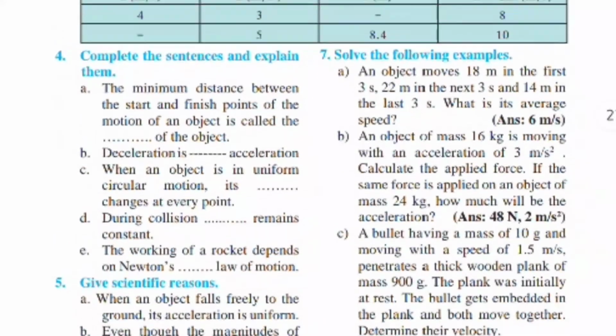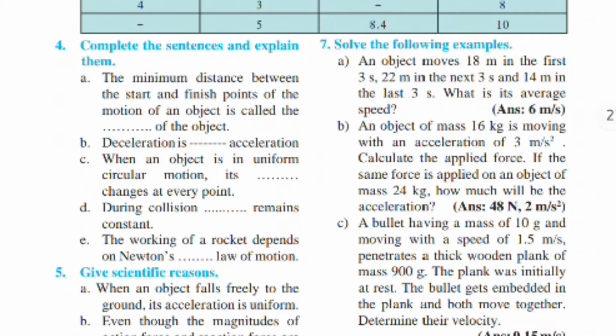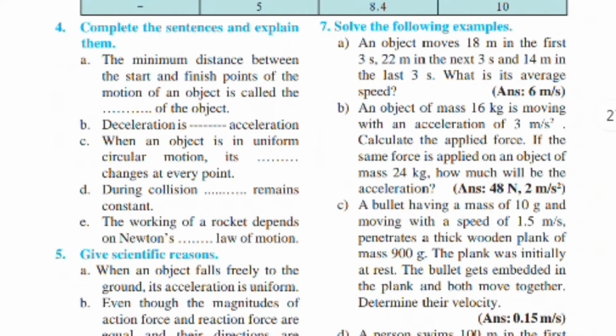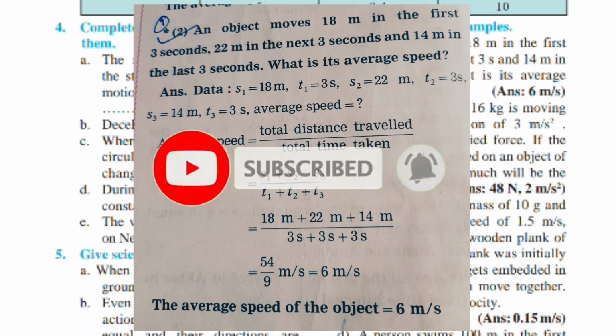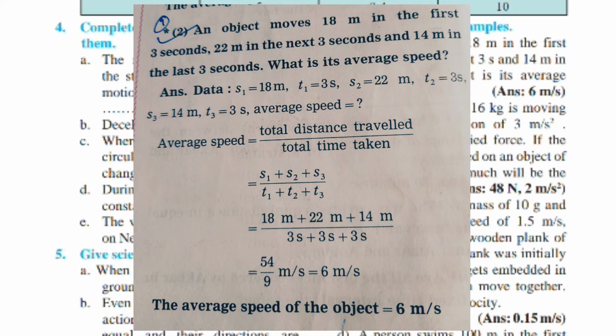Now we will go on to question number 7, that is, solve the following examples. You have to solve this. An object moves 18 meters in the first 3 seconds, 22 meters in the next 3 seconds, and 14 meters in the last 3 seconds. What is the average speed? You have to find the average speed. Here the answer is also given, but you have to write the solution. So it is your solution.